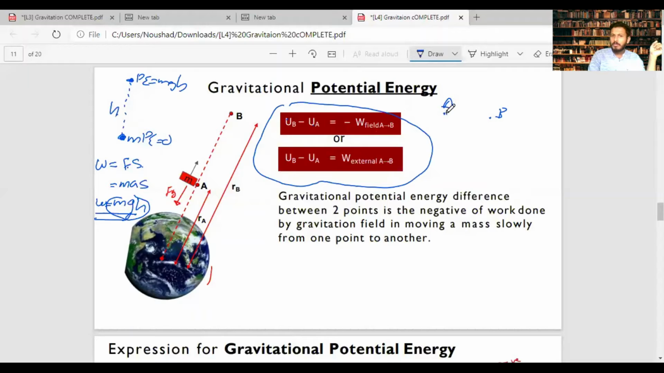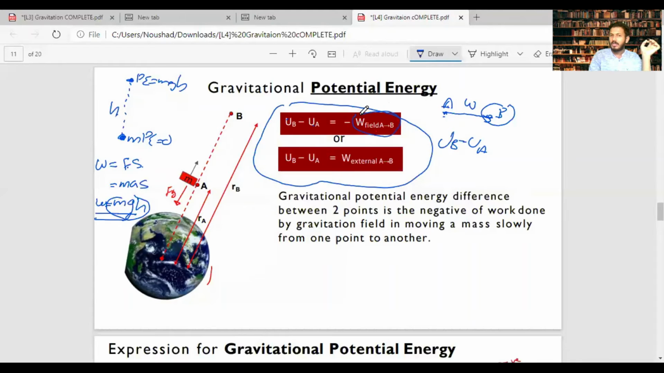When a body moves from A to B by doing an external work, the work is changed into potential energy. So B is at a higher potential, UB, and A is at a lower potential, because we start from A. So UB minus UA means how much work is done on that body from A to B. That is this W.